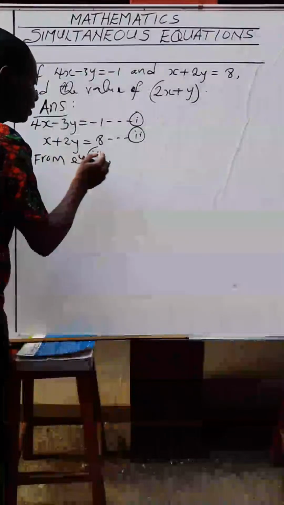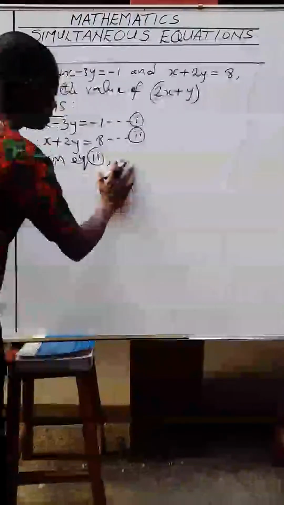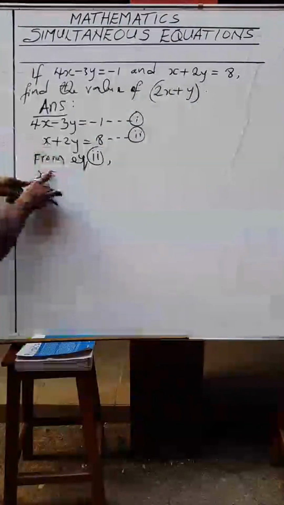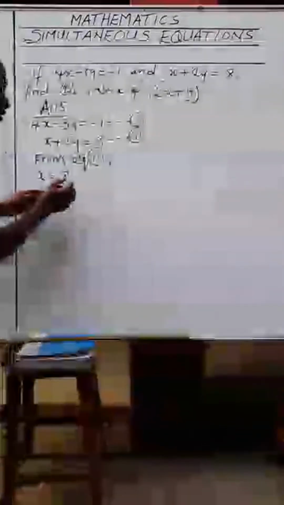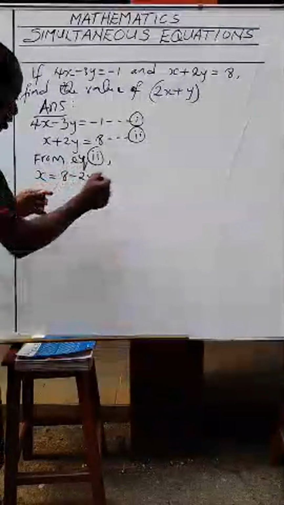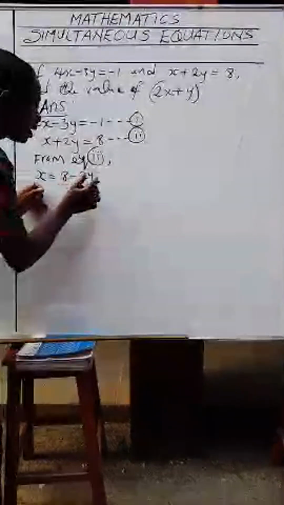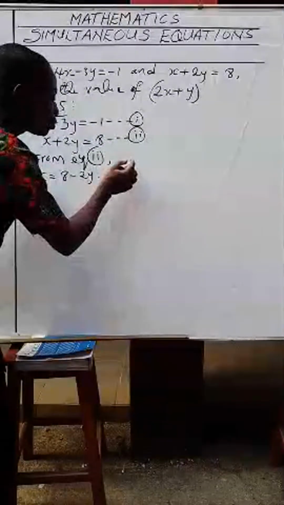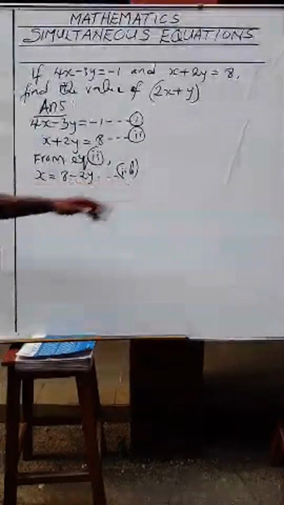From equation 2, x is equal to 8, leave x here and take this plus 2y to the other side. That gives us 8 minus 2y. Now you have handled this. Call it equation 2b, like we did in the first one. That's what we are going to call this one, equation 2b.